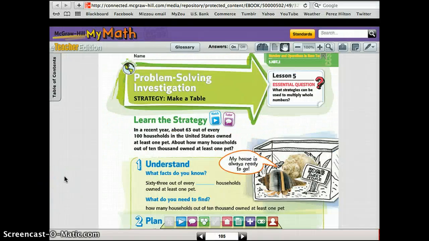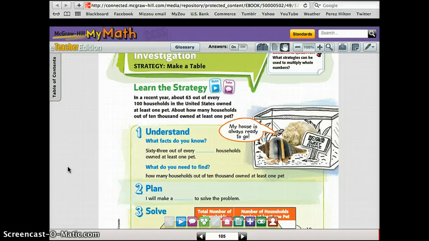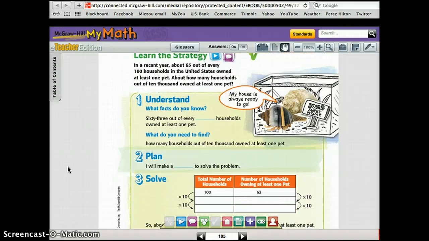Okay, so let's go ahead and look at this strategy in your book. On page 105, it talks about the problem-solving strategy. It gives different steps than the video, but it's basically the same thing. Number 1, understand. So what facts do you know? That's like in the video when it was saying, what is the question? What are they asking? What facts do you know and what do you need to find? That's breaking it down if it's a 2-part question like the video showed.